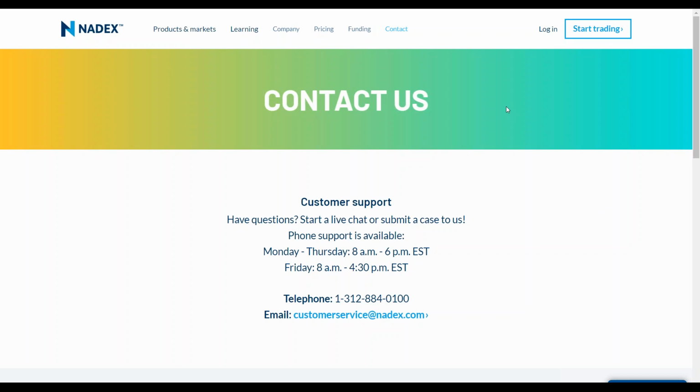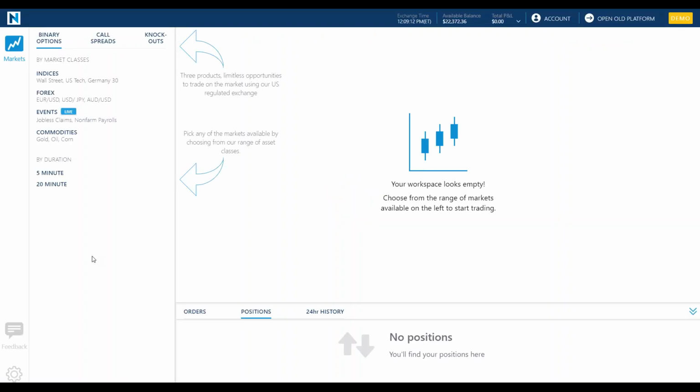Now let's get into knockouts and binaries. I am going to log into the platform, and if you're brand new, this is what you'll see. If you've been with Nadex for a little while, this looks a little different than what you were used to. This is our new shiny platform. We did not take away the old platform. If you notice in the upper right-hand corner, you still can go to the old platform if you like.